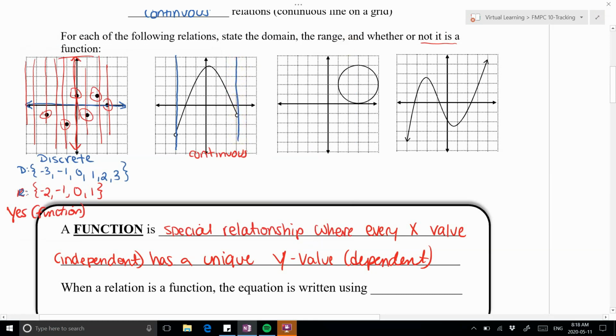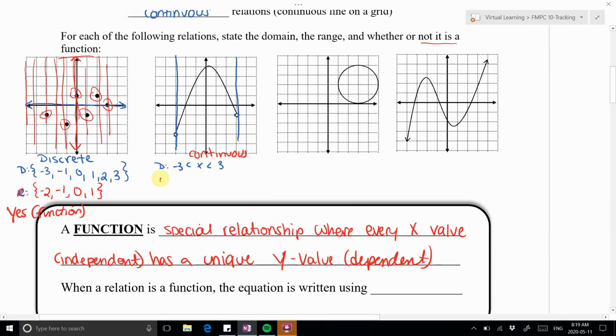So for continuous graphs, we have kind of like that sandwich, right? So for my domain here, I go from -3 to +3. And because these are open circles, I'm not going to put a line under because they're not part of my data set.